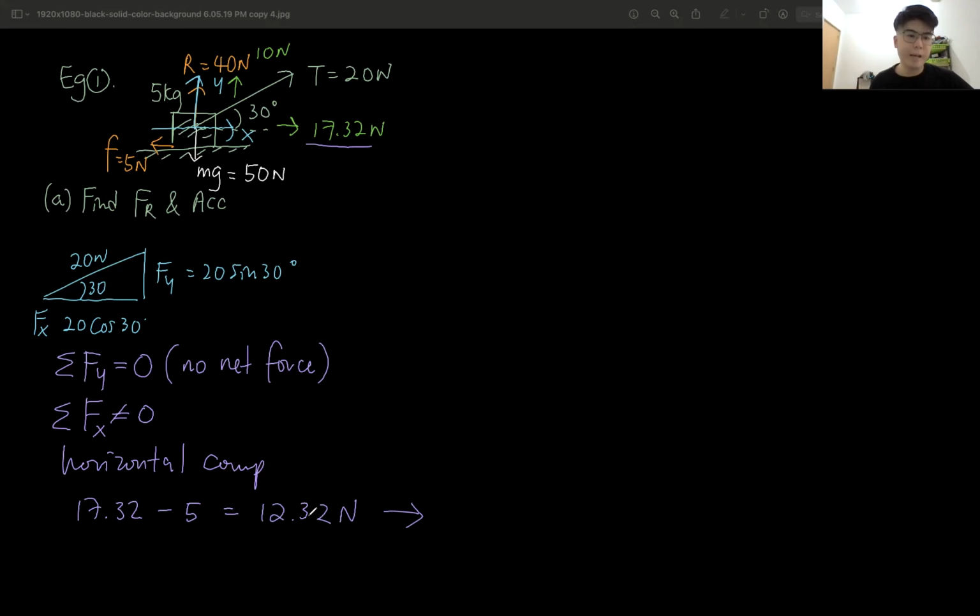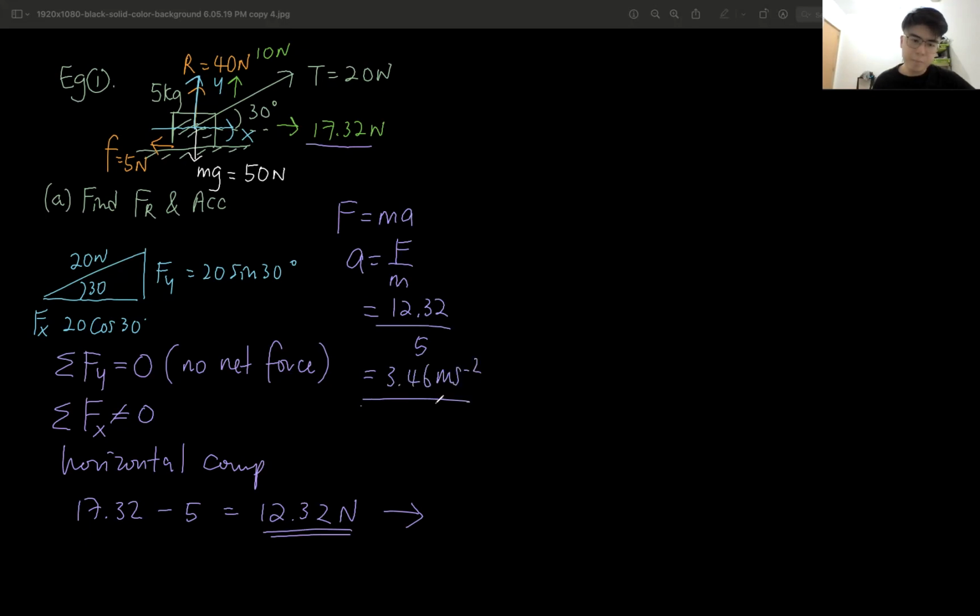Okay, so after adding everything, this is my resultant force. Finding acceleration, F equals ma, so a equals F over m. 12.32 divided by 5 kg gives 3.46 meter per second square. Notice that the reaction is not the same as mg.